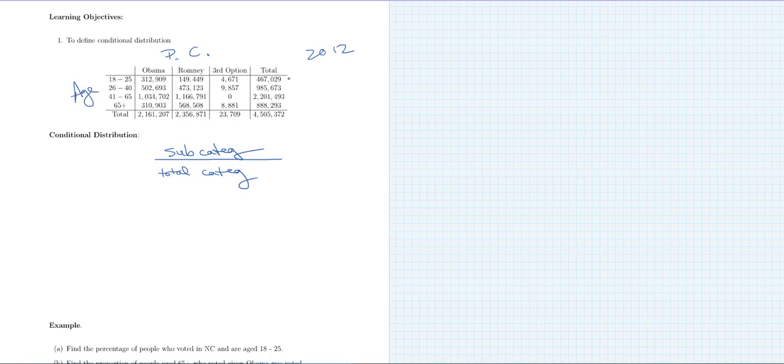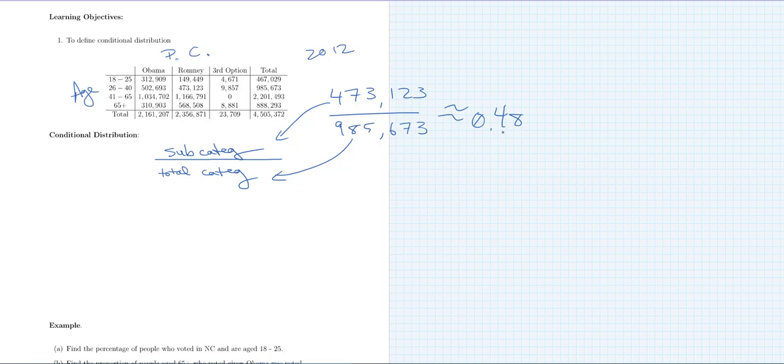So it would be 473,123 over the 985,673. This is the total category, which is the 26 to 40-year-olds, and this is the total for the subcategory, or the condition, the individuals with the condition. And this ends up being approximately 48%, or I guess 0.48.